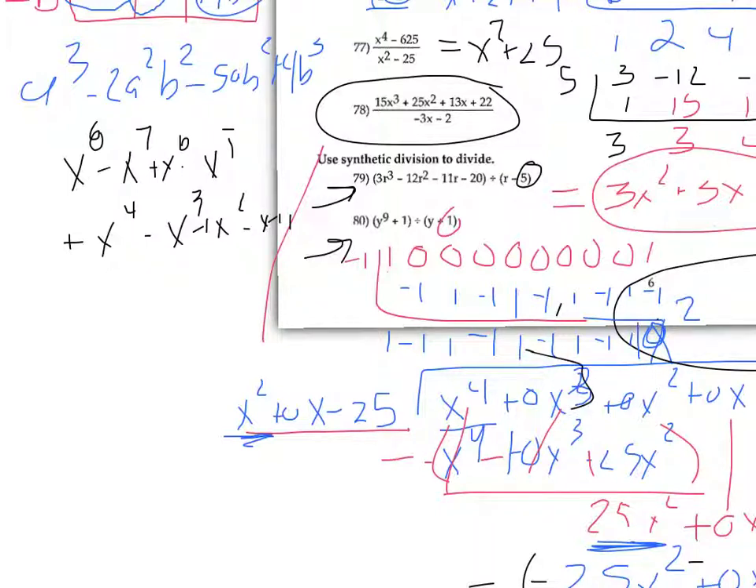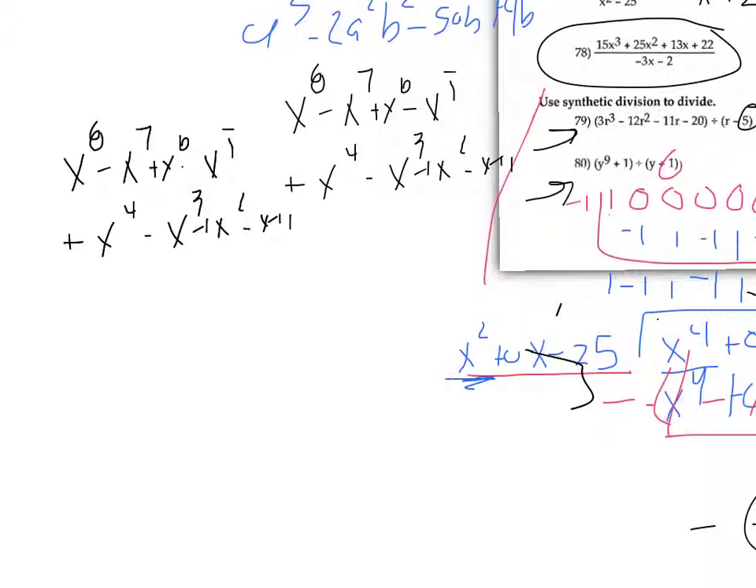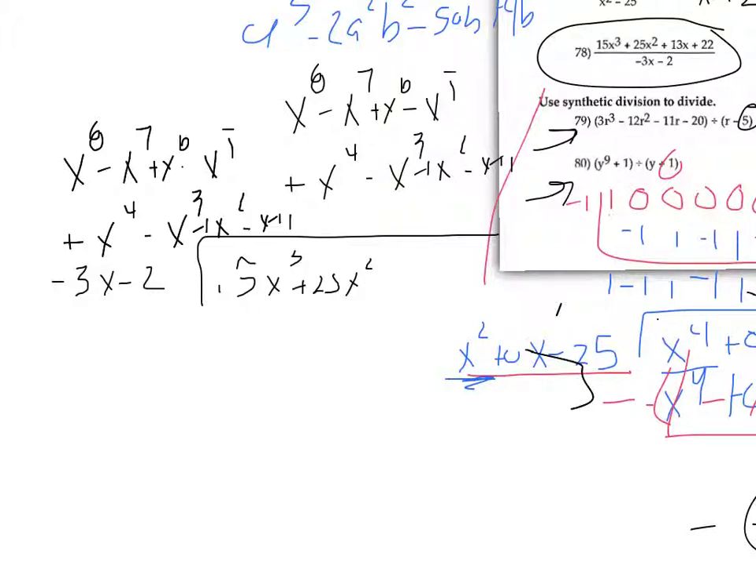So we're going to do this last polynomial long division. I don't know. We'll figure out a place to do it. I guess we'll do it over here. No, this will be enough room. If not, I don't know. This is it though. So negative 3x minus 2 goes into, we have 15x cubed plus 25x squared plus 13x plus 22.